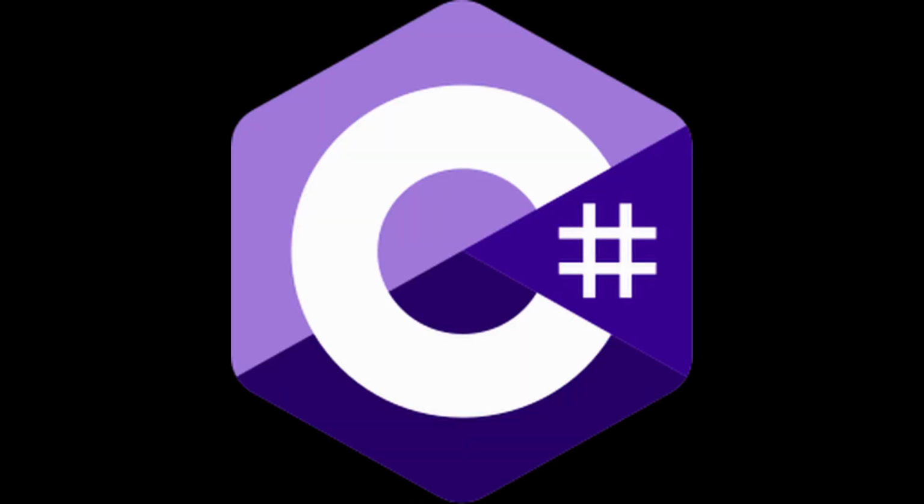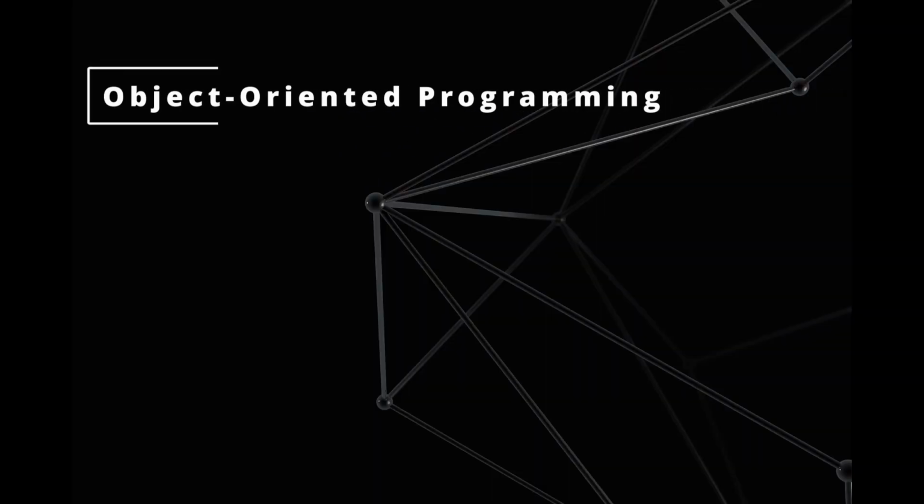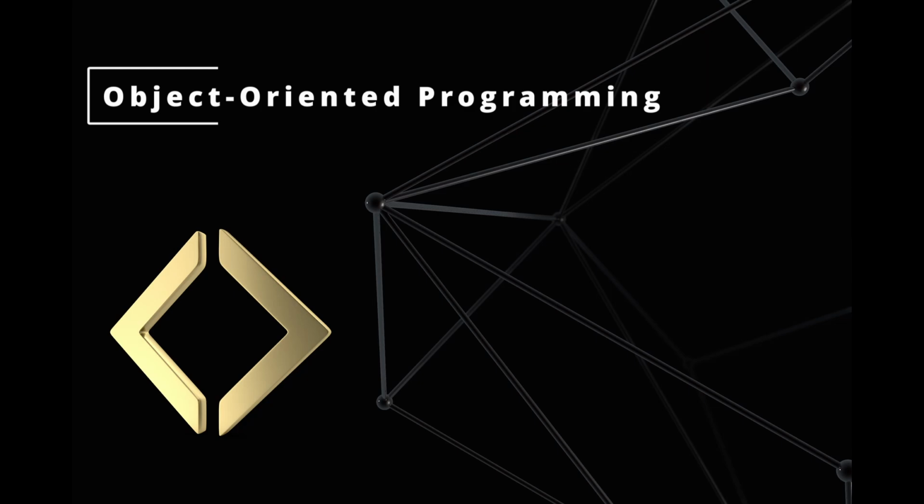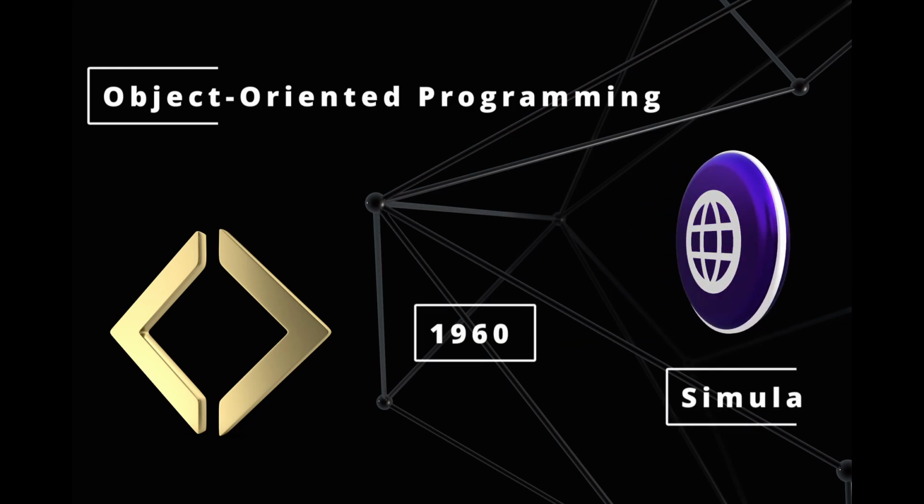Java, Python, C# or JavaScript are object-oriented programming languages. OOP has existed since 1960 with the creation of Simula. So what is OOP?